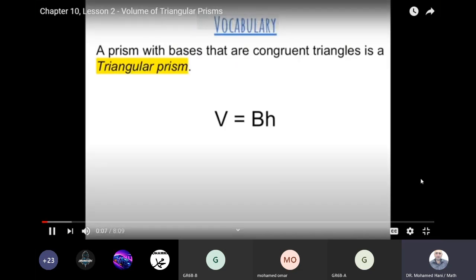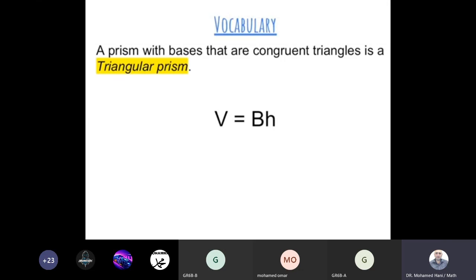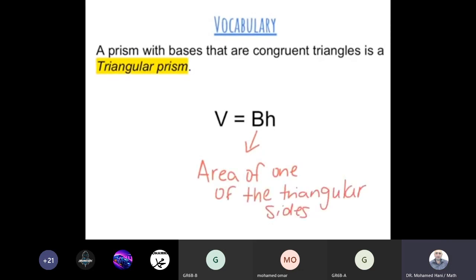A prism with bases that are congruent triangles is a triangular prism. To find the volume of a triangular prism, you use the formula V equals B times H, where B is the area of one of the triangle sides, and H represents the height from one triangle side to another triangle side.